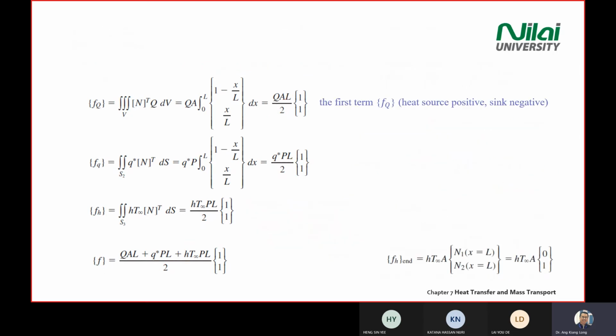Okay, so we move forward. There are some side notes there. If you have a heat source, you get a positive force. If you have a heat sink, you get a negative force. If you have a positive flux, it means heat goes into the surface, and so on. This is just a side note to help you explain what it means when your force is negative or positive. It's also part of the final exam question.